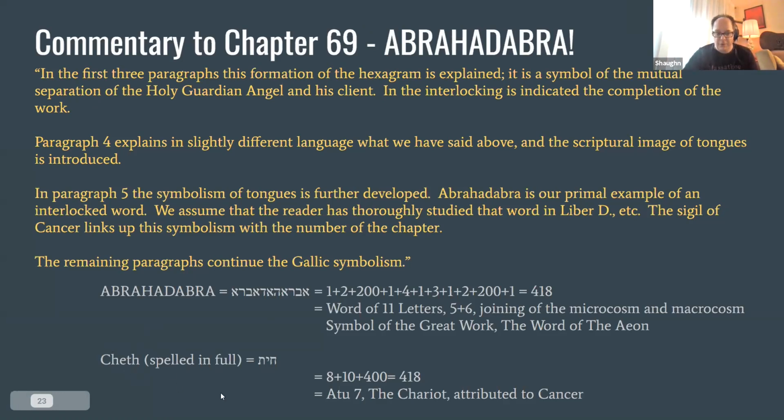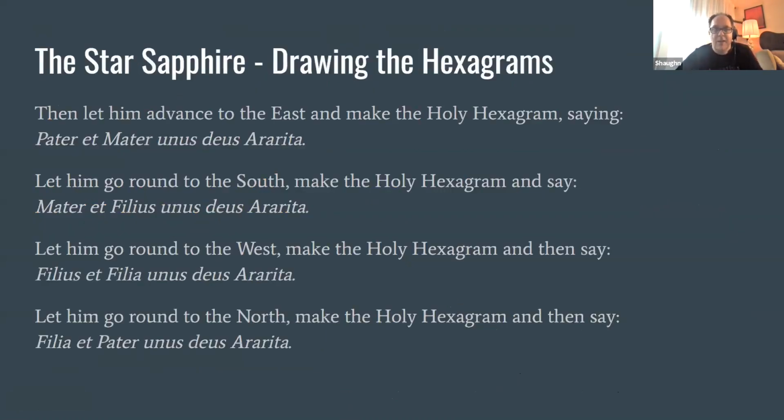For those familiar with the Tarot, the Keth is associated with Atu 7, the Chariot, attributed to Cancer. So that's how we get from Abrahadabra to Cancer, and the sign of Cancer, which looks strikingly similar to the number of this chapter. Okay, so now that we know how to draw the hexagrams, we can move on.